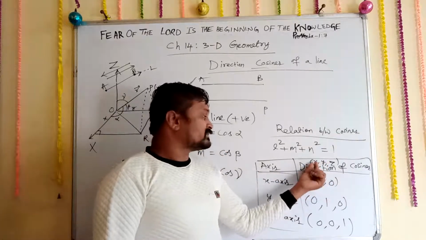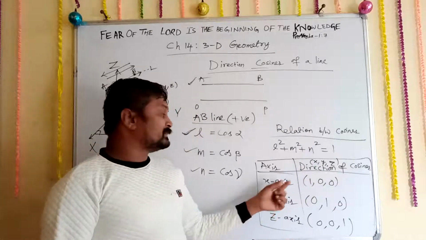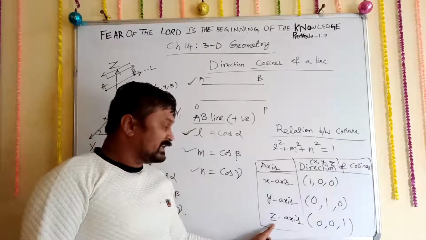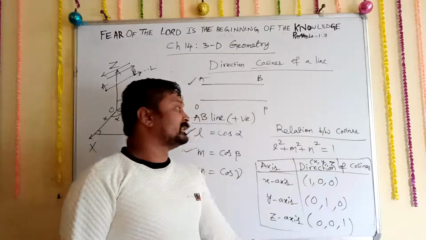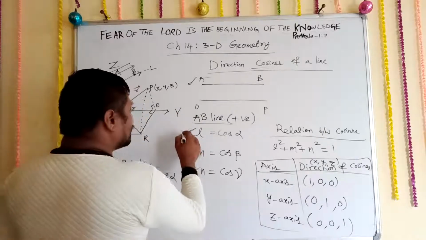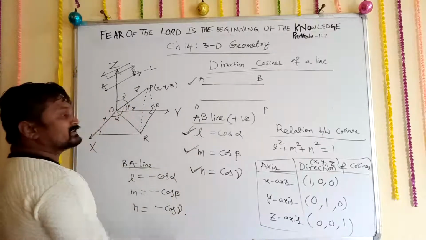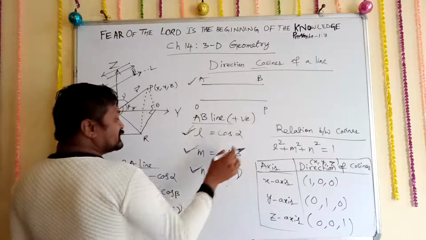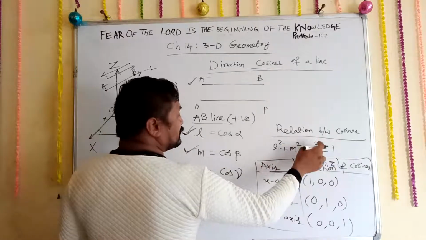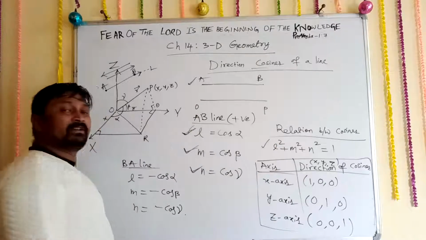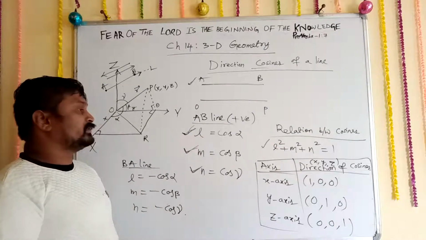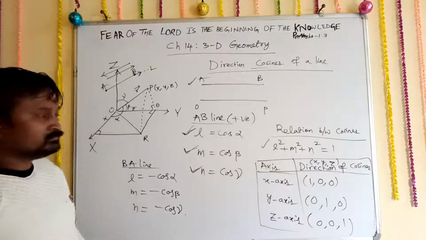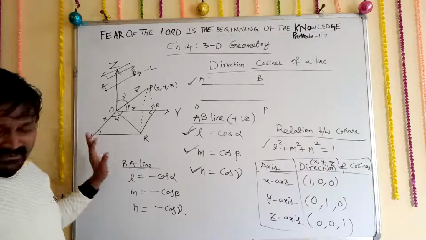Now if I write the direction cosines of the axes in point form, the points are x, y, z. For the x-axis, x should be 1 and the remaining will be 0. For the y-axis, y should be 1 and the remaining 0. For the z-axis, z should be 1 and the remaining 0. And what is the relation among L, M, N? The relation is L square plus M square plus N square is equal to 1. You will find the proof in your textbook. If you are not able to understand, you can ask me how to prove L square plus M square plus N square is equal to 1. So that is about direction cosines.